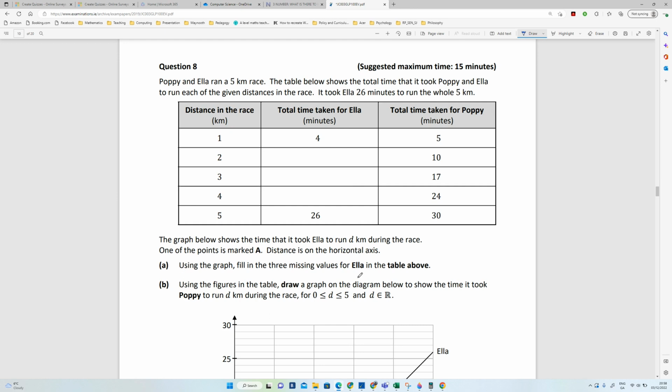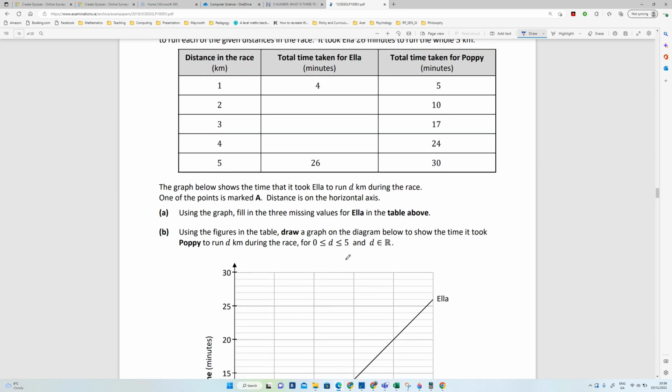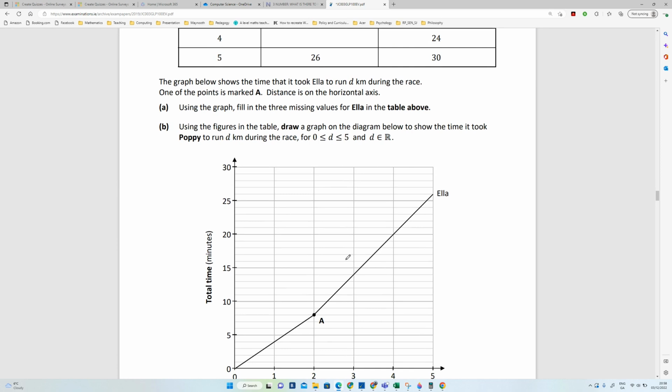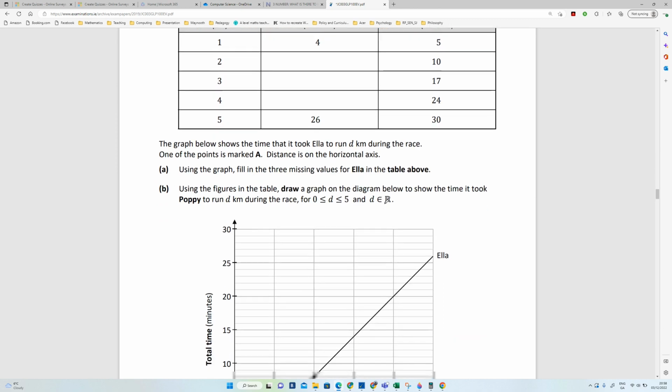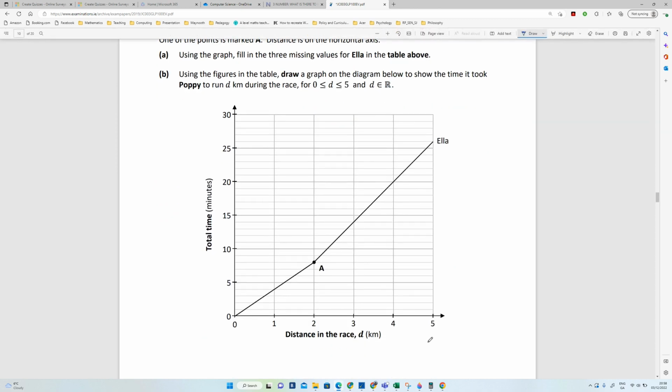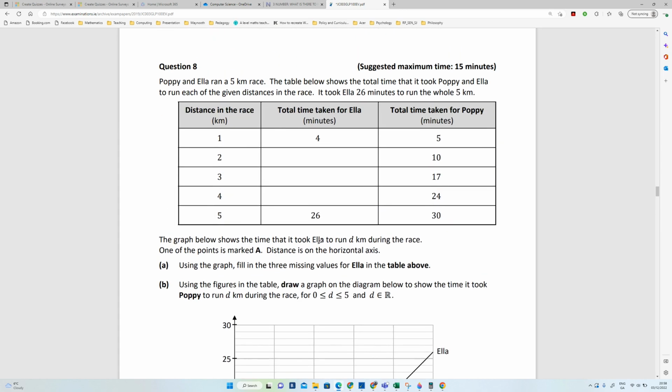Okay, so the first question is going to ask us to fill it in. So we need to use this graph to work it out. The graph shows the time it took Ella to run D kilometers during the race. So this is D here, right? The first kilometer, it took 4 minutes. The second kilometer, point A there, would be 8 minutes. So between here and here, it's another 4 minutes.